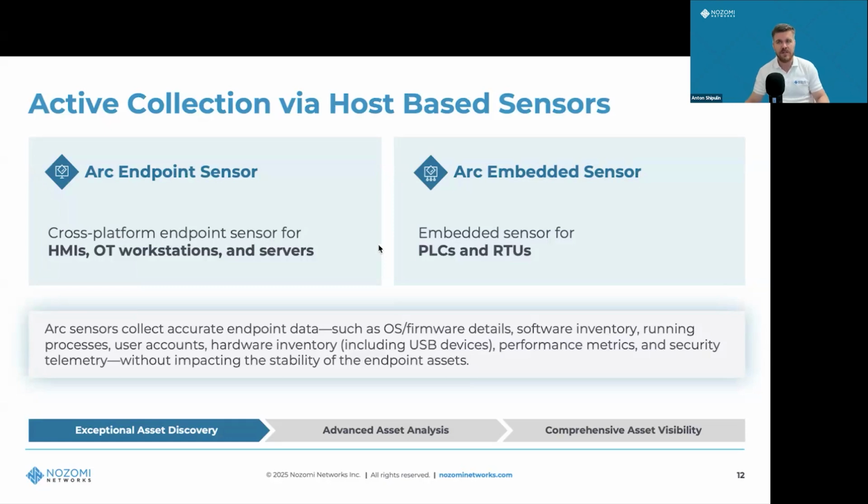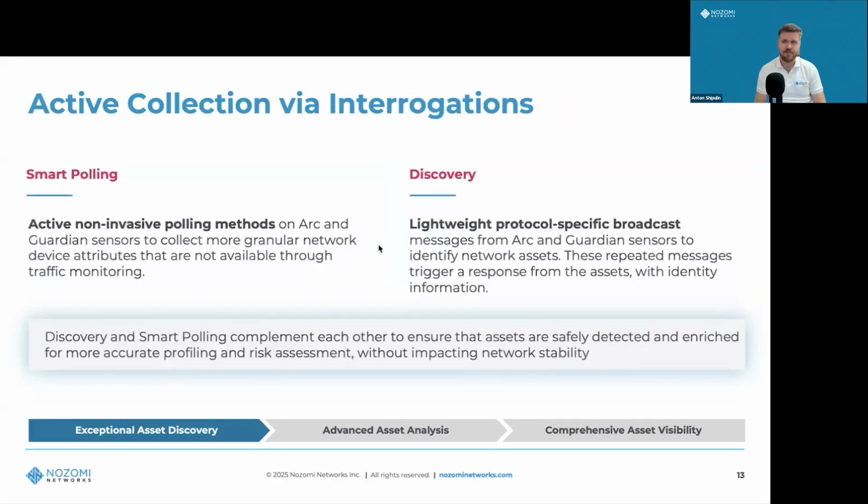The second is a new ARC embedded sensor, purpose-built for OT devices such as PLCs and RTUs. This sensor actively collects endpoint data, including operating systems, firmware version, installed and running software and processes, user accounts, hardware inventory, including USB devices, performance metrics, and security telemetry. Importantly, they do all of this without disrupting the stability of the host devices, making them ideal for sensitive OT environments.